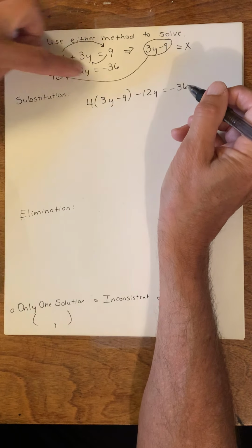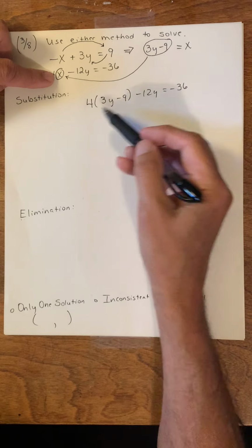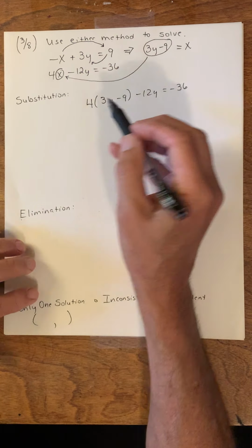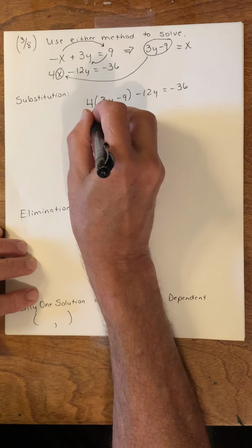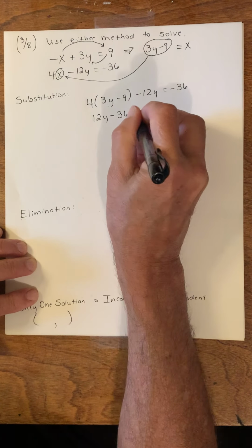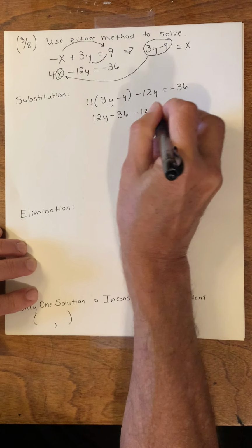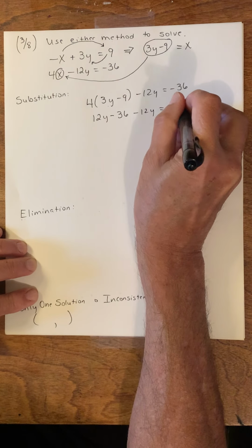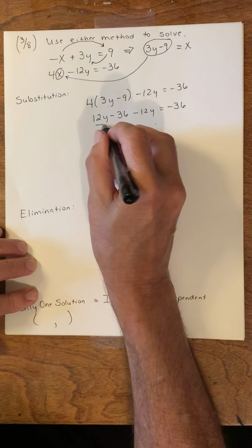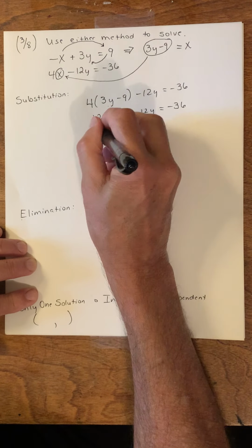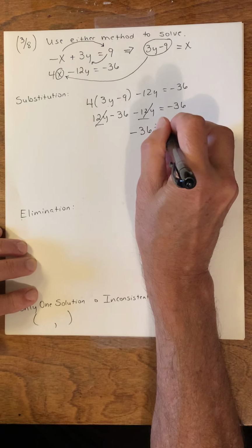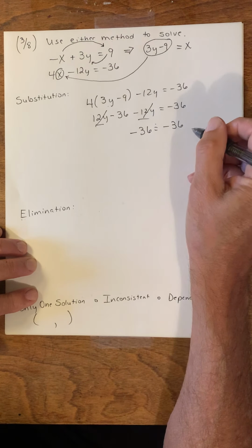That's what I have right here with this guy. In the place of x, I've simply put what x is, 3y minus 9. 4, that's 12y. And I get, let's see, I see some like terms, 12y minus 12y, that's out of here, and I get negative 36 equals negative 36.